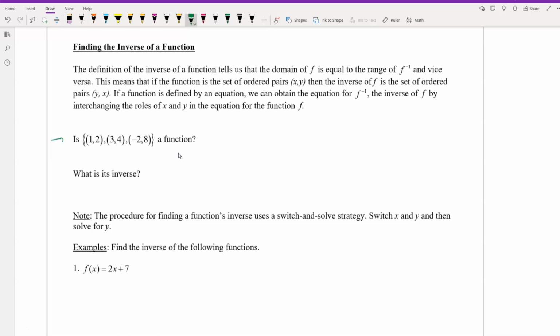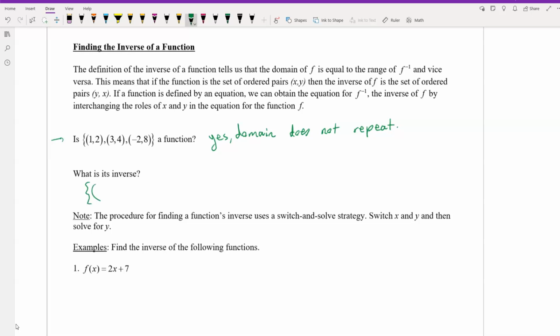Now this part is asking if this set is a function. Yes, this is a function, and that is because the domain does not repeat. For every input, we have exactly one output. So when for each input we have exactly one output, that means that the domain does not repeat, and we have a function. What is its inverse?